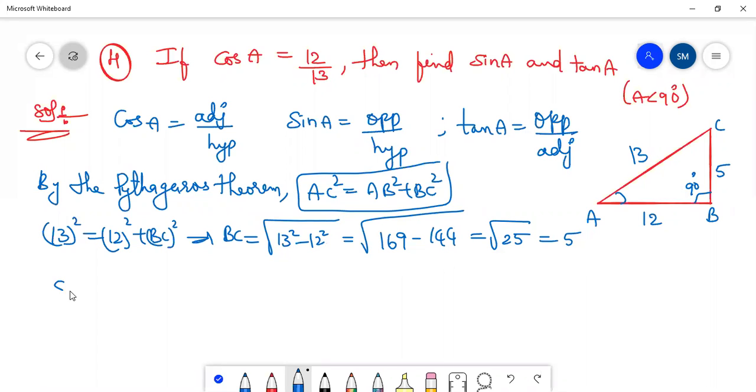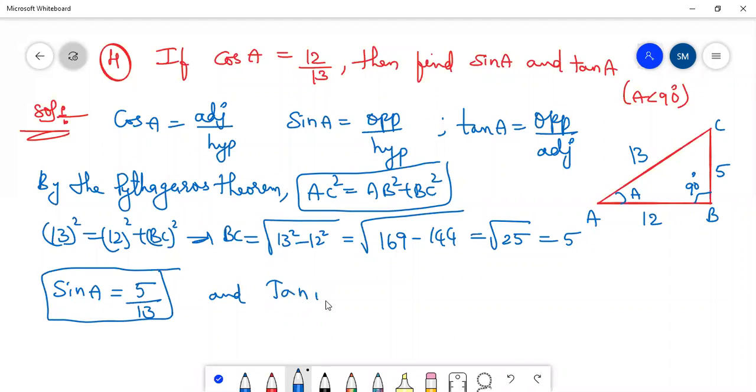From this, we can write sin A equal to opposite, that is BC, 5, by hypotenuse 13, so 5 by 13, and tan A is equal to opposite by adjacent, that is 5 by 12. These are the values.